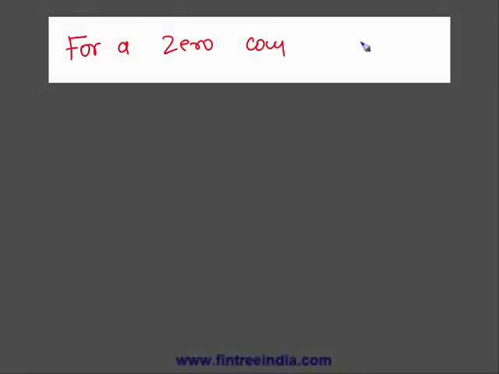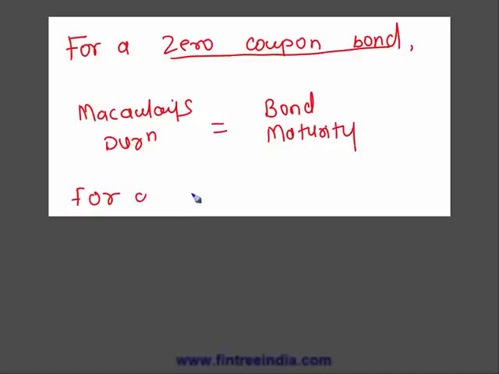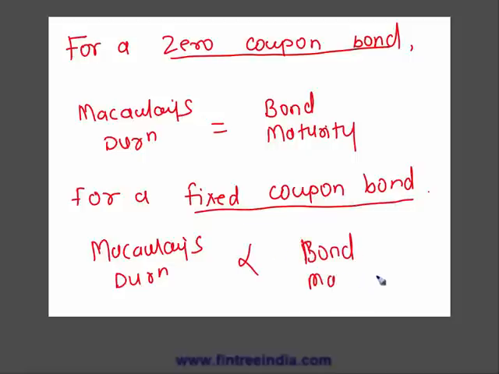So write down a sentence. For a zero coupon bond, Macaulay's duration will be the same as, that is equal to, bond maturity. However, for a fixed coupon bond, Macaulay's duration, what do you think? Less or higher? It would be lesser. It will always be lesser than bond maturity. Are you fine here?